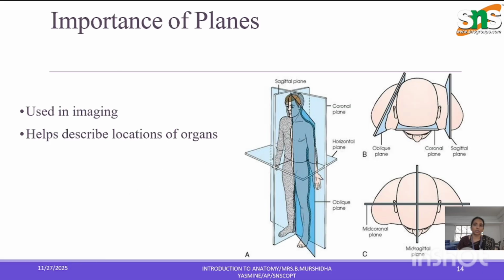Why is the plane important for us to study in anatomy? It is useful to describe the locations of an organ, where it is present, either superior, inferior, anterior, posterior, or medial, lateral. Those kinds of anatomical terms can be well defined with the help of the planes. So that is why it is important to understand the planes of the human body. Then it is used in imaging the human body. In imaging, we can easily visualize the organ with the help of the planes.